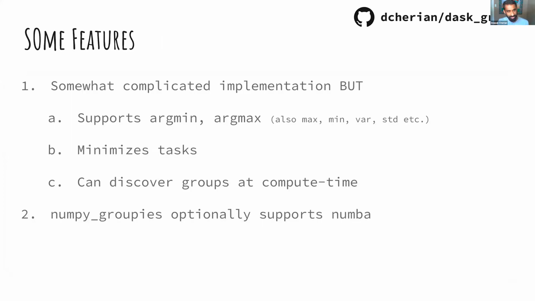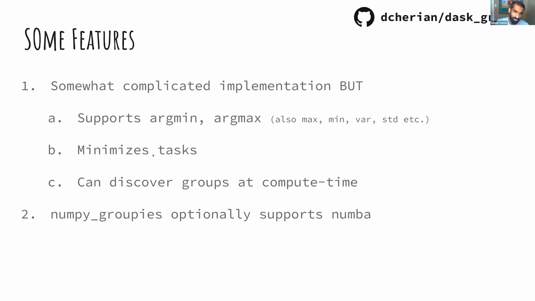Some features, like I said, I learned a lot while I was doing it. So the implementation is a little low level and complicated. But because of that, it has some cool features, which is that it supports argmin and argmax, which is a fun problem to think of and to learn from in Dask array. You can also do max, min, variance, standard deviation, all the standard things.